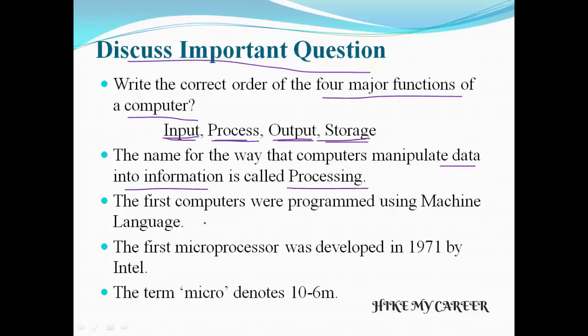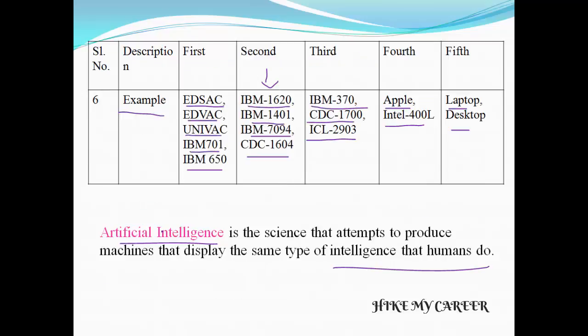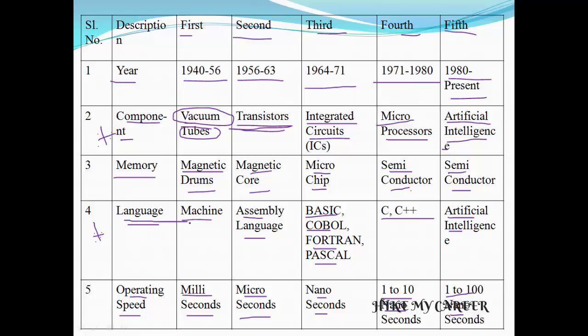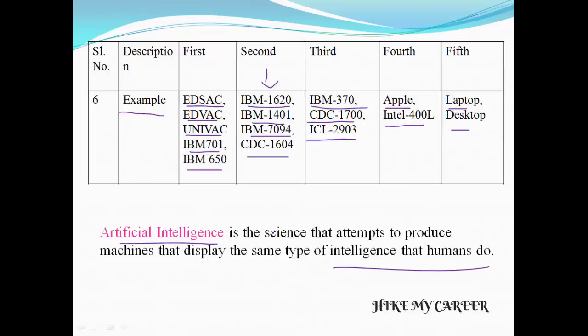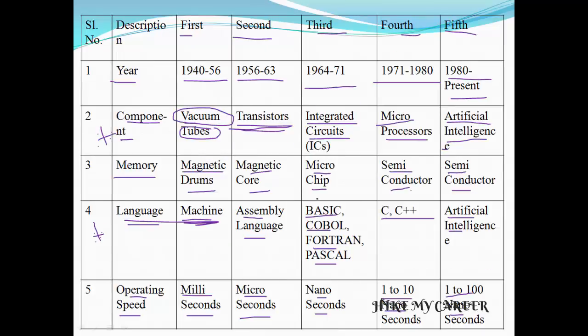Next important question: first computers were programmed using machine language. I already told you that the first generation computers were programmed using machine language. So in this tabular column, languages, component and year are very important. Friends, please note these three: year, component and languages.